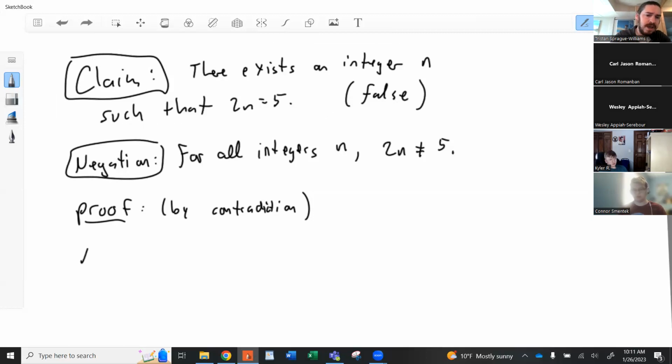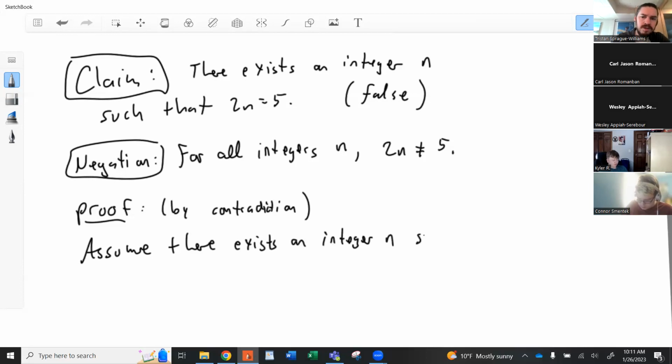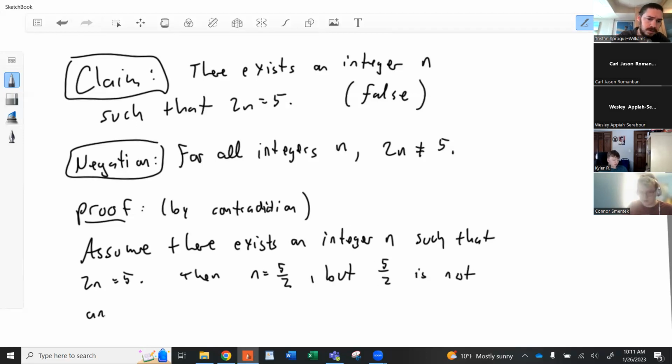So we're going to say, well, sure, assume there does exist an integer n such that 2n equals 5. Well, then n would have to equal 5 divided by 2, but 5 halves is not an integer. That was kind of easy. This contradicts the assumption that n is an integer.